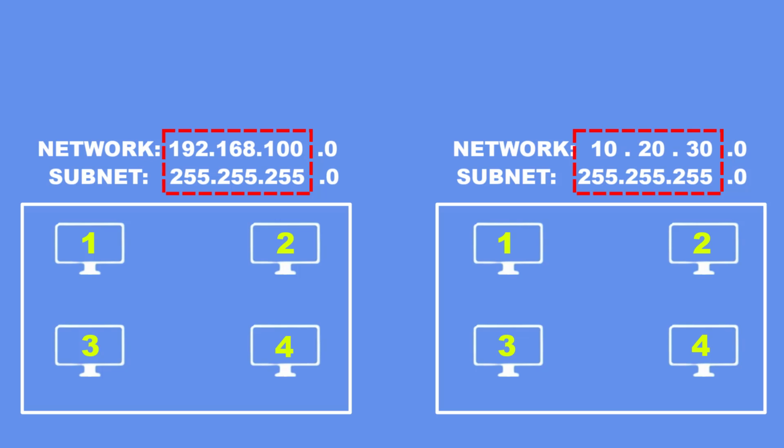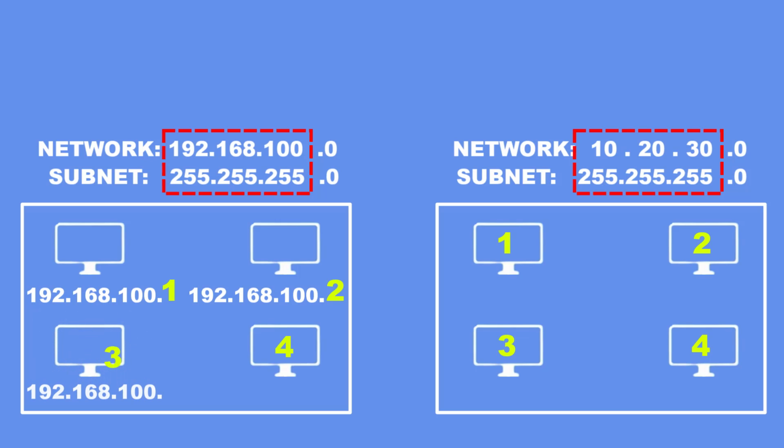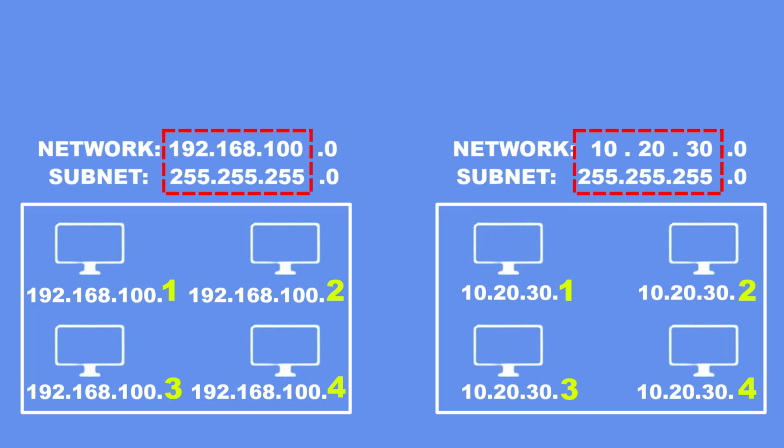192.168.100 is 192.168.100.1 for host 1, 192.168.100.2 for host 2, 192.168.100.3 for host 3, and 192.168.100.4 for host 4, and so on. The same goes for the 10.20.30 network, where the host addresses are the same, like .1, .2, .3, and .4, but the network address is different. So, I hope you understand the network portion and host portion of an IP address.